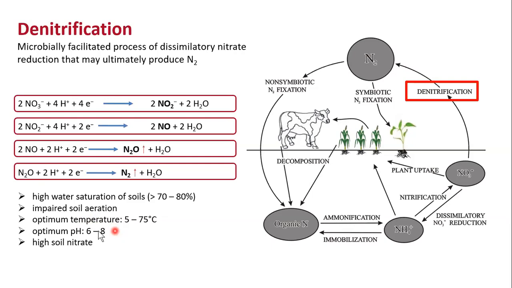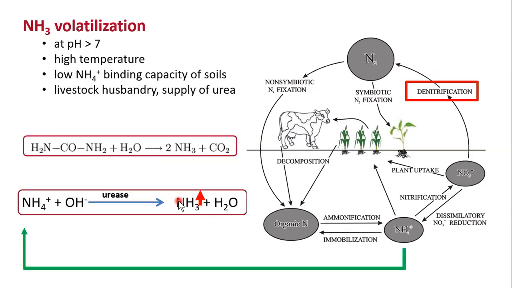There is no air in the soil. Optimum temperature 5 to 75. This is a very wide range. So it means in cold and warm temperature that can work. Optimum pH is also a bit wider, 6 to 8. And of course, if you have a high nitrate in the soil, that is a substrate for this denitrification. So you can see here that the nitrate is denitrified into the atmosphere in the form of nitrous oxide or in the form of nitrogen, the molecular nitrogen gas.